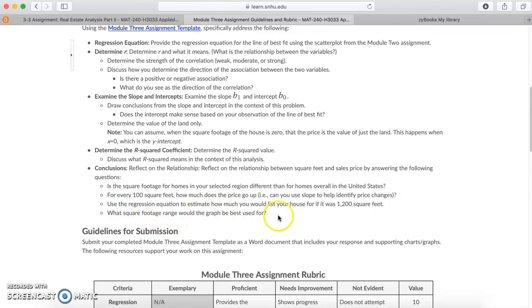What square footage range would the graph be best used for? So consider what range you used to develop that regression model and think, can you use this model on square footage that was not included in the development? So let's say, for example, your range of square footage was 1,200 to 2,000, and then somebody comes in with this like 4,000 square foot home. Can you use this model on that 4,000 square foot home? Does that make sense? Talk about that. Like, do you have any alternatives that you could use to make that prediction? Is there anything else you could consider being an issue or why it would work?